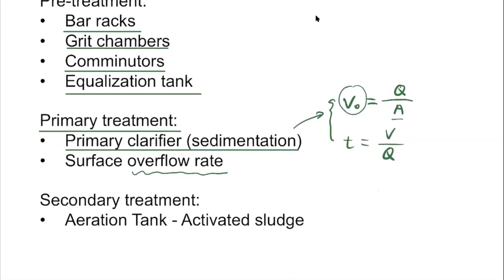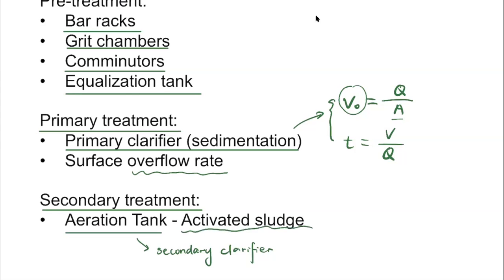So in terms of the secondary treatment, as we said, it's mainly involving the aeration tank. And of course, after the aeration tank, we're going to use the secondary clarifier. The secondary clarifier is used to remove the suspended solids, which is mainly the bacteria. And we also call this process the activated sludge process.